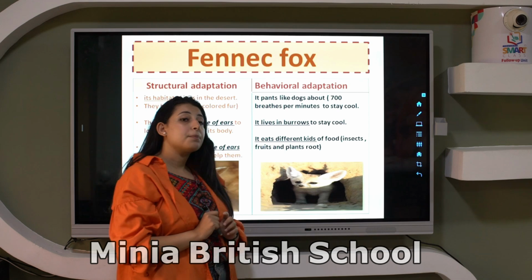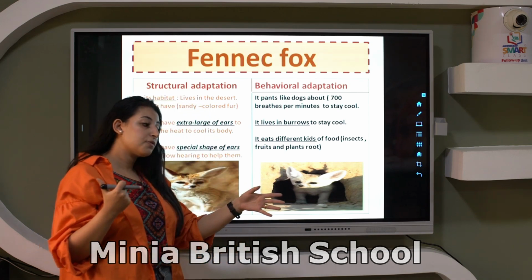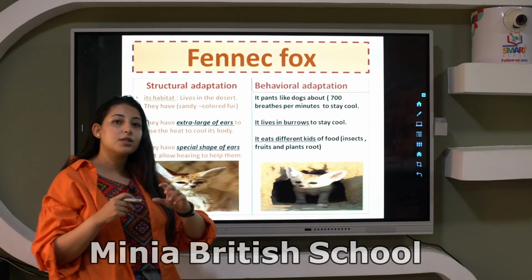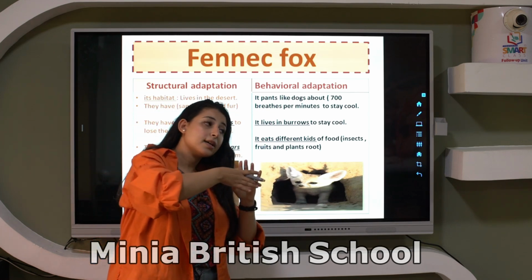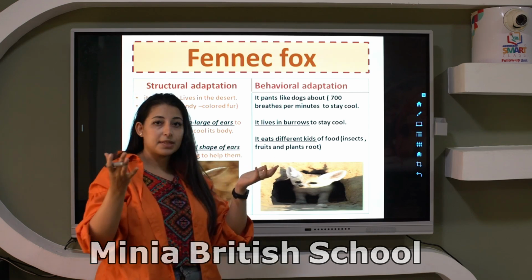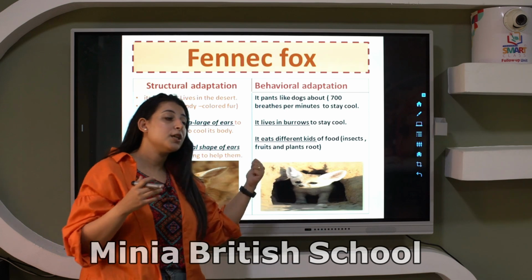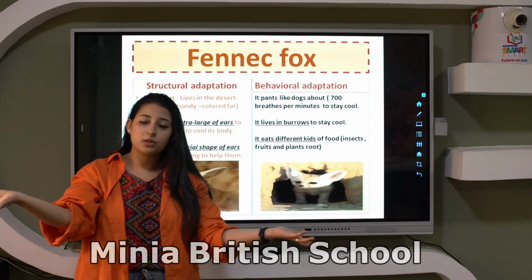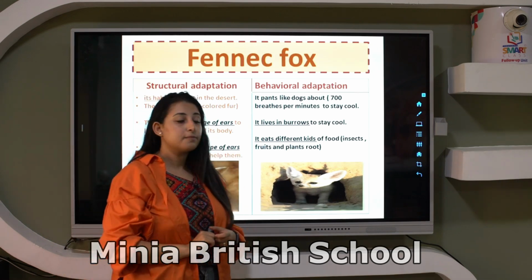Okay, it lives in burrows. We talked about the starred agama lizard. It searches for a shaded area to keep its body cool. Also, the fennec fox searches for a burrow to stay inside on hot sunny days to cool its body. It did it by itself. It used its brain. I feel hot. What should I do? I search for a burrow to stay inside.